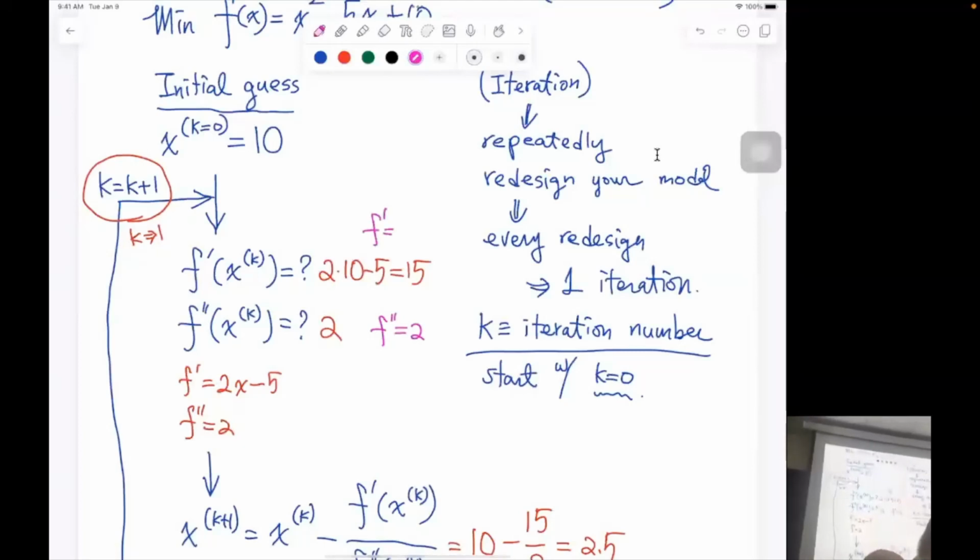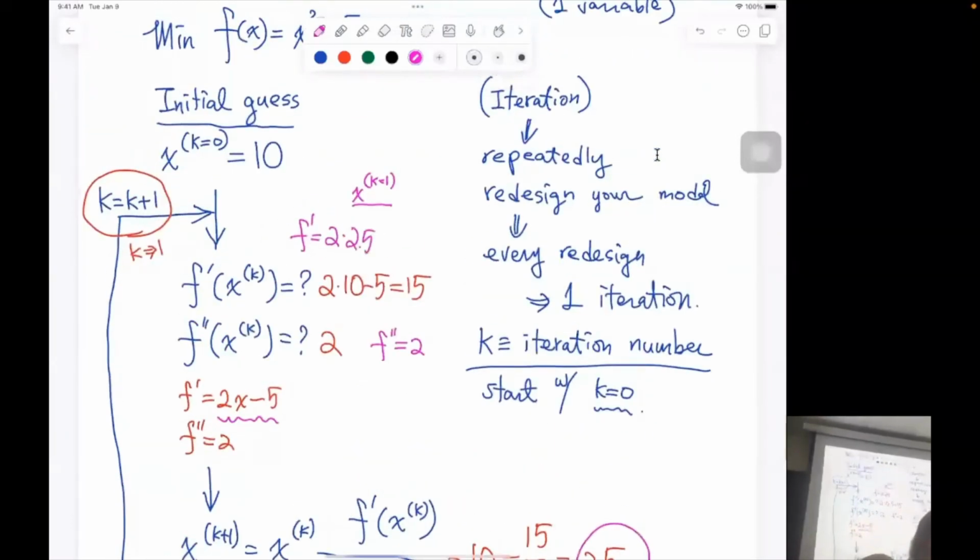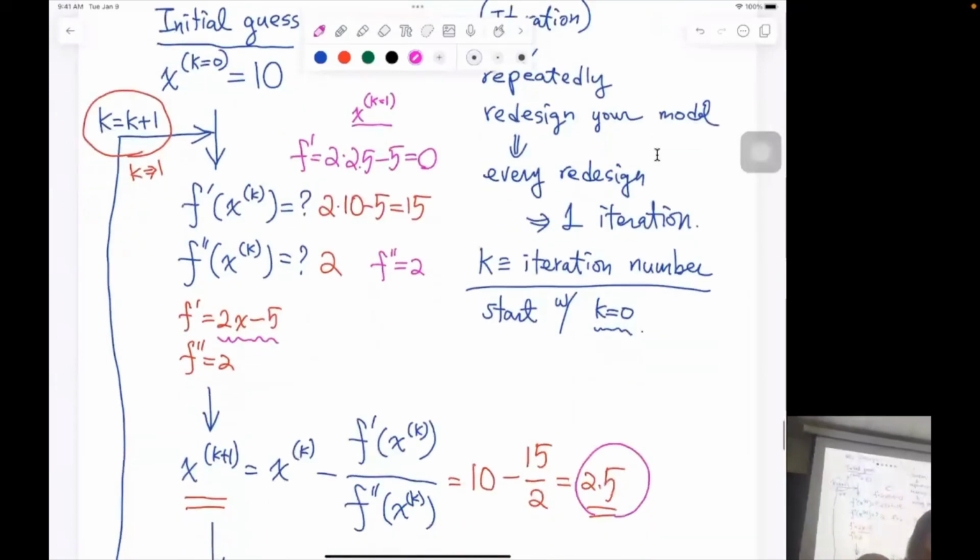F prime equals 2 times the current x. Here I need to use x of k equals 1, right? I need to use this value because over here, 2x minus 5. I need to plug in the current one. The current one is 2.5. So I plug in 2.5 minus 5. So that gives me a number of 0.